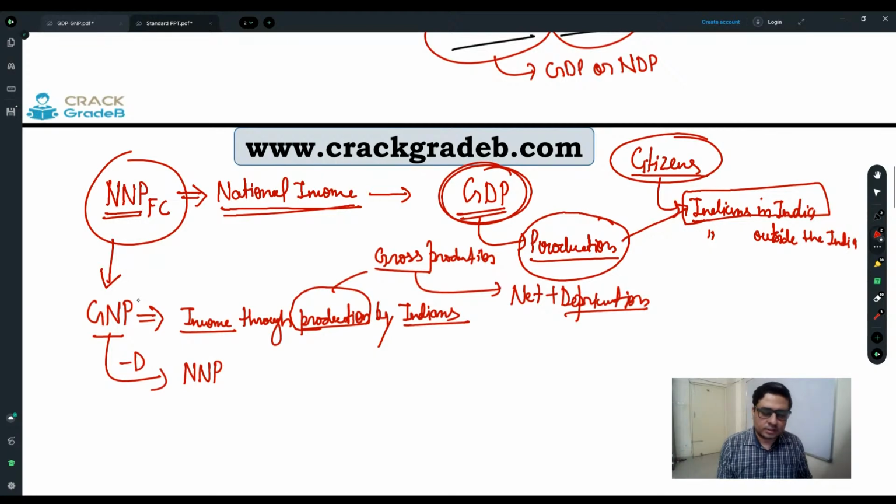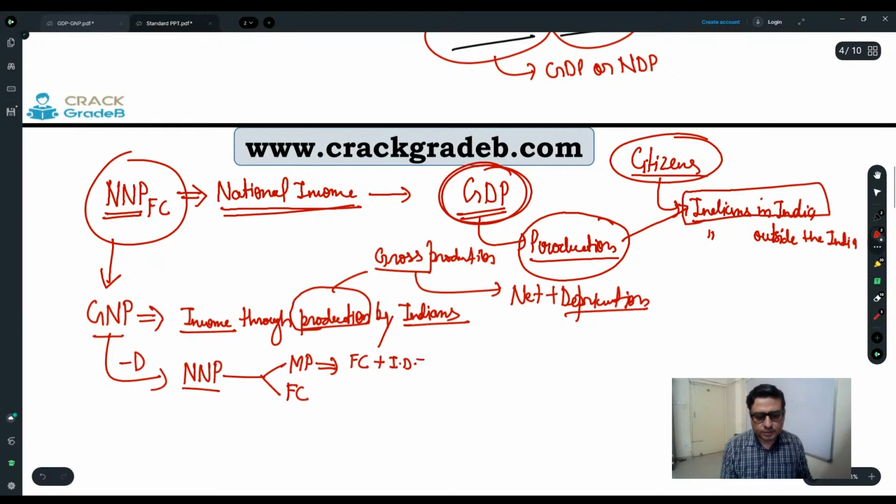So that's why we subtract depreciation from here, and we get the NNP. Now, we know that NNP can be at market price and NNP can be at factor cost. Market price is already comprised of factor cost plus indirect taxes minus subsidies. So if we remove indirect taxes and subsidies, whatever amount we get is going to reflect the pure income generated through various efforts.